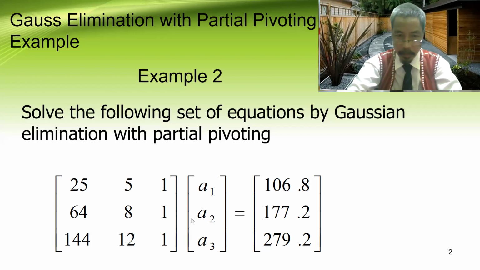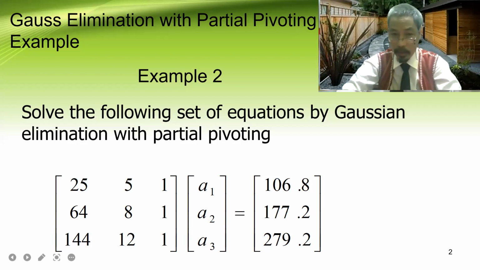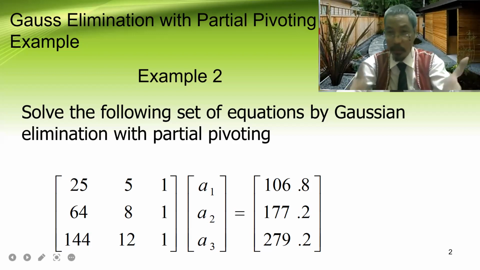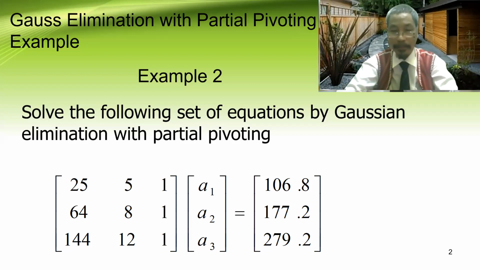So we have 3 equations, 3 unknowns. It is the same as one of our earlier examples, wherein we are solving the coefficients A1, A2, A3. We are solving the equation, but in this problem, A1, A2, A3 are the variables. Okay, variables.